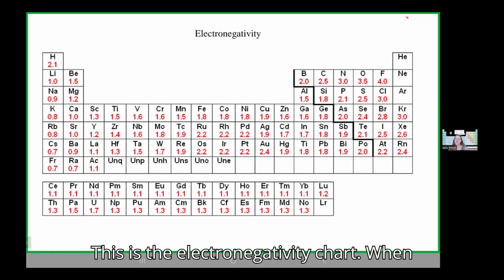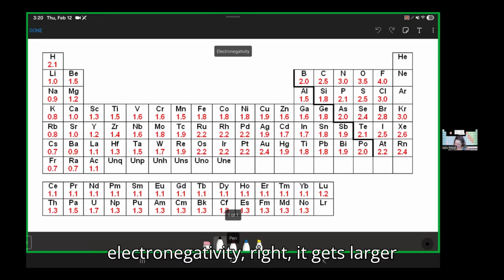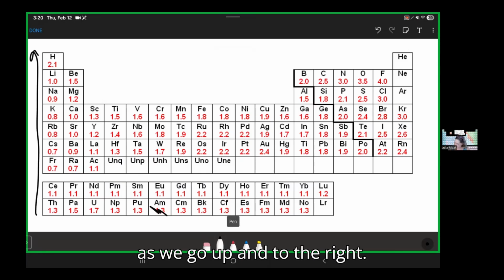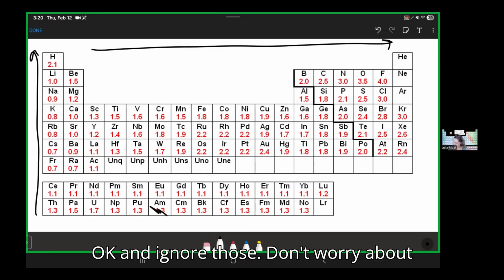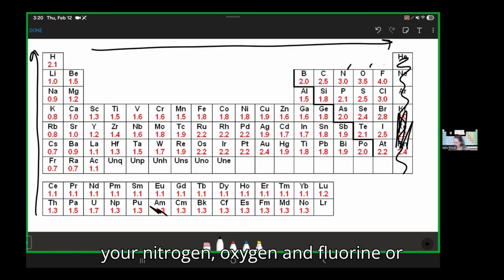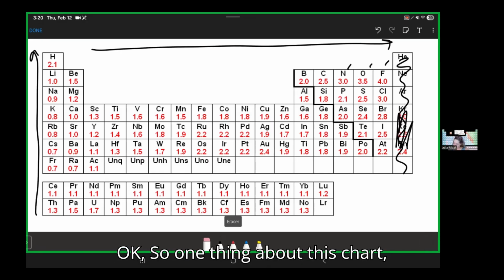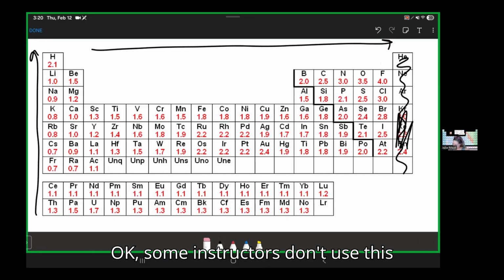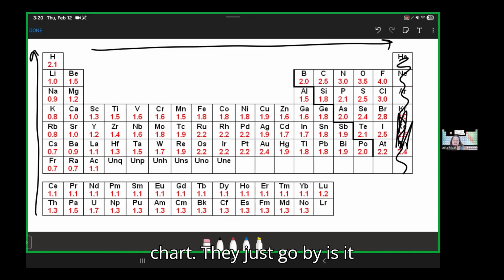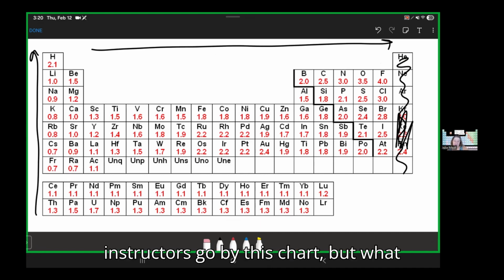This is the electronegativity chart. When I talked about earlier that electronegativity, right, it gets larger as we go up and to the right. Okay, and ignore those. Don't worry about those. So see your nitrogen, oxygen, and fluorine are your three most electronegative atoms. One thing about this chart, some instructors don't use this chart. They just go by is it symmetrical or non-symmetrical. Some instructors go by this chart.